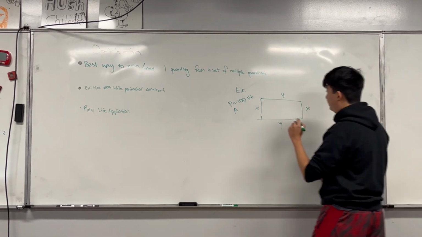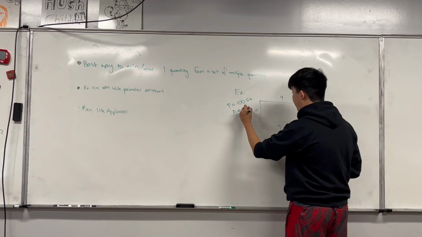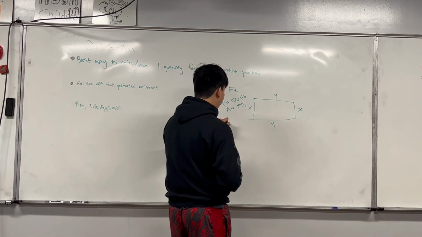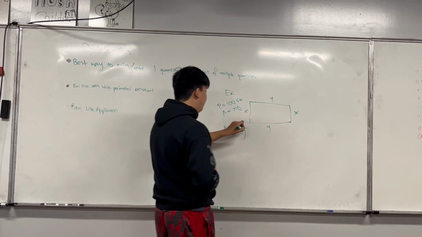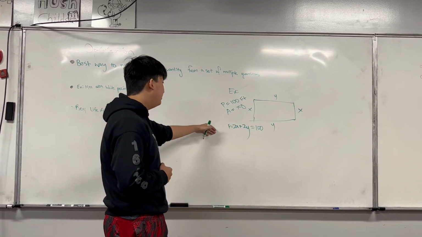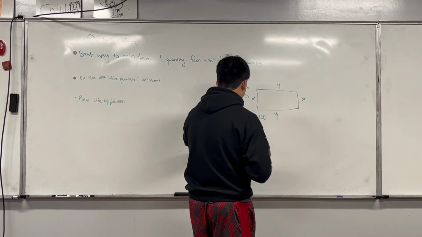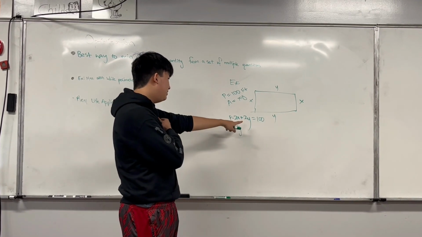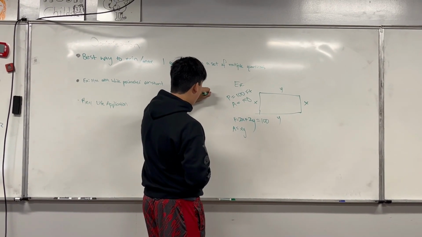So area will just be x times y because it's a rectangle. Perimeter will just be 2x plus 2y, and that would be equal to 100. So this is just a simple system of equations. Let's try to solve for x first. So we would isolate y in this equation. So let's isolate y here.